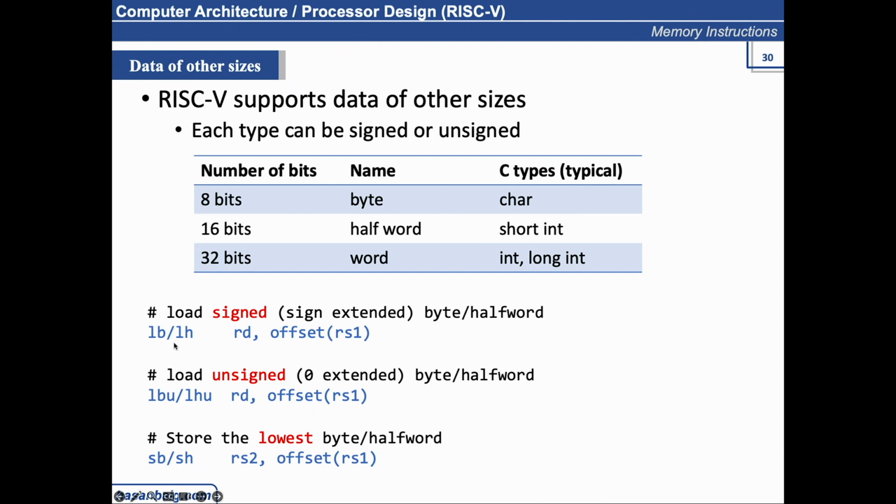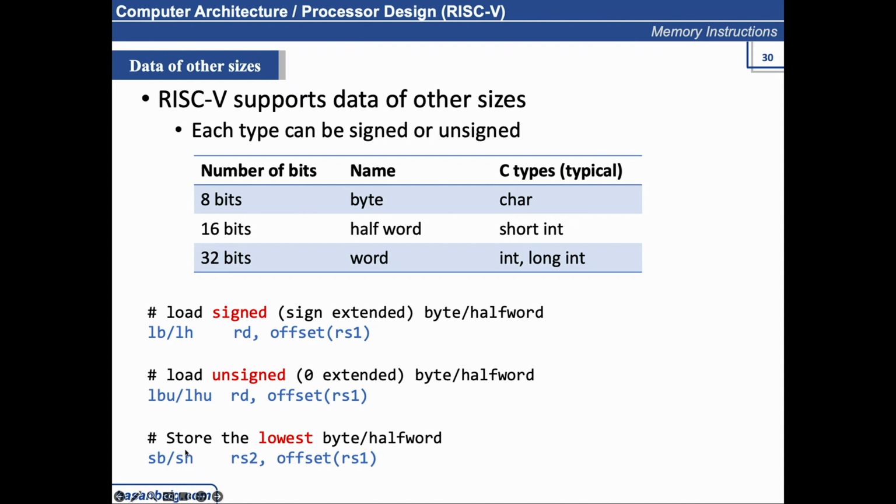If you are using the sign extended instruction LB, then whatever the sign of the byte is, 1 or 0, it will be extended. So the upper 24 bits will either be all 1 or all 0, depending on the sign of the byte. And if it is LBU or LHU, then it will be all 0 extended.